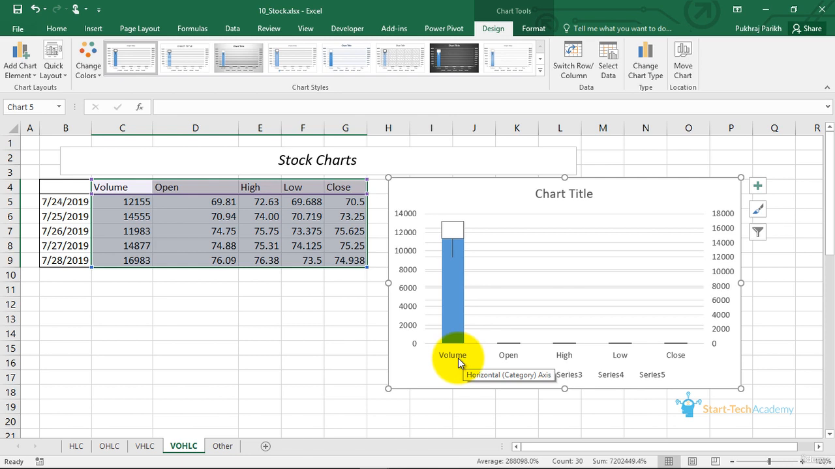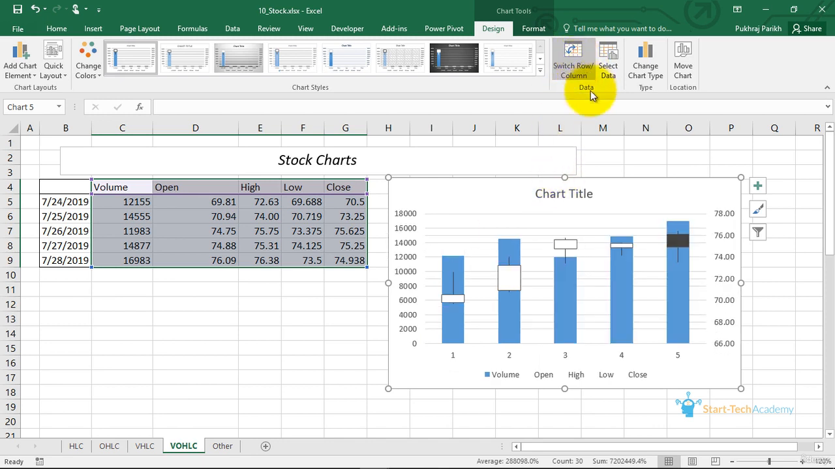So if you want to tell Excel that that is not the case, the data is vertically down, you just need to click this button, which is switch row to column. So you can see here is your chart. You can format it in the same way we discussed for the other three charts.